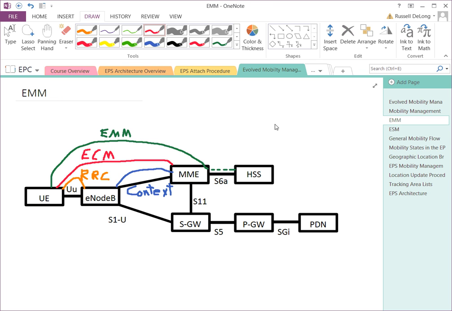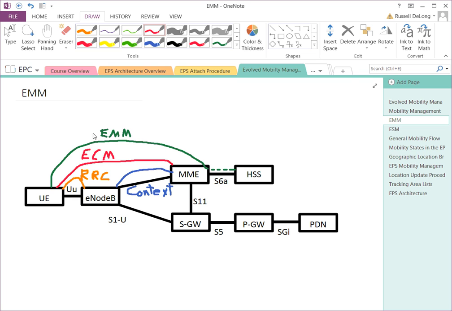So, Evolved Mobility Management states. At a top level, the user can be EMM registered with the MME, or he can be deregistered, or not registered with the MME. When the user is registered, he can have one of two ECM, or Evolved Connection Management, states. Either he's connected to the MME right now or he is idle.